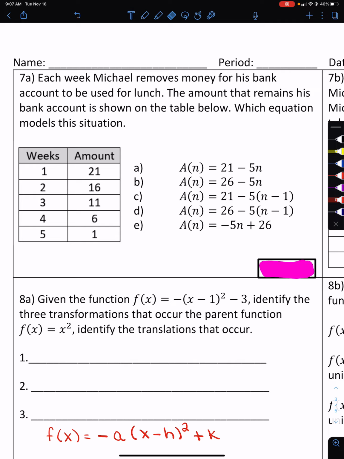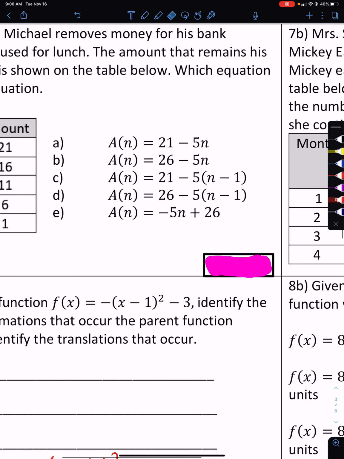Okay, so let's see. I'm going to go ahead first, and looking at each of these answers, I'm going to write them all so that they have no simplifying to take place. So this first one is already 21 minus 5n. B is 26 minus 5n. C is 21 minus 5n minus 1.